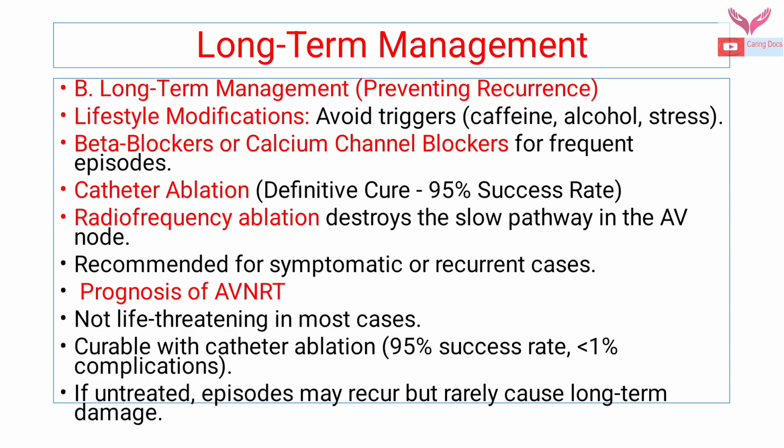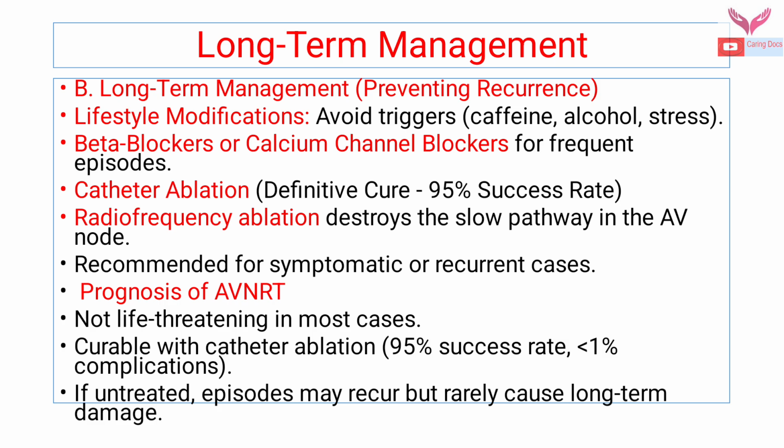Long term management means to prevent the recurrences, so we have to do lifestyle modification. We have to avoid the triggering factors like caffeine, alcohol, stress. Beta blockers or calcium channel blockers are required for frequent episodes. Catheter ablation is a definitive cure. It cures 95% of cases.